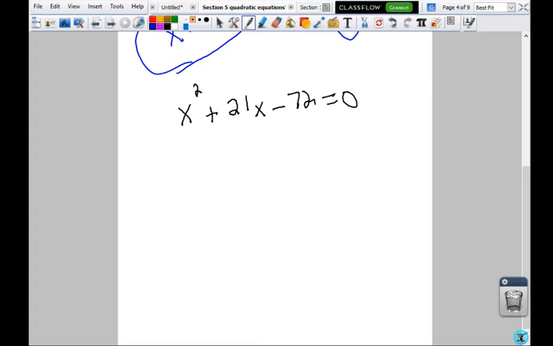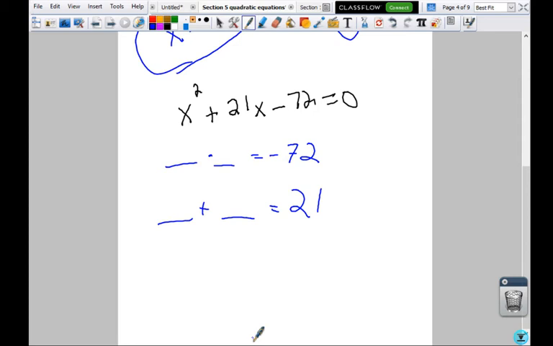Great. Remember, if you're not sure what times what is negative 72, take 72 and start dividing it by something. Like divide it by 2, then divide it by 3. Figure out how to split it up. You gotta multiply to get the number on the end. Remember, what times what equals negative 72, and the same thing has to add up to positive 21. 21, 18. Let me find it. Sounds right. What's 18?